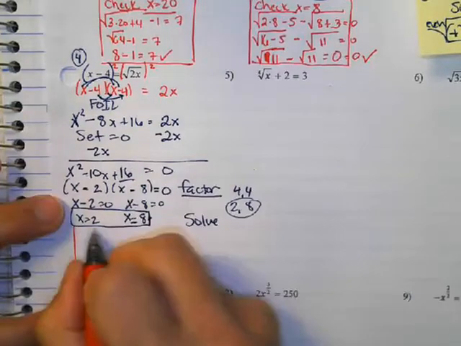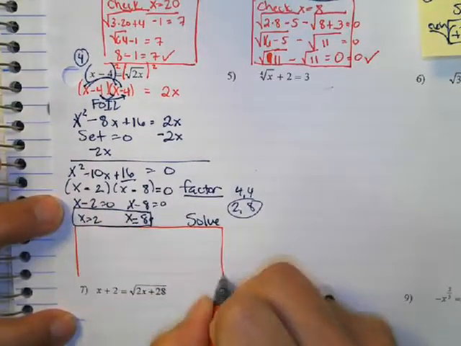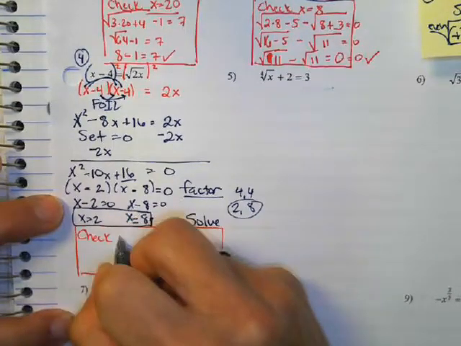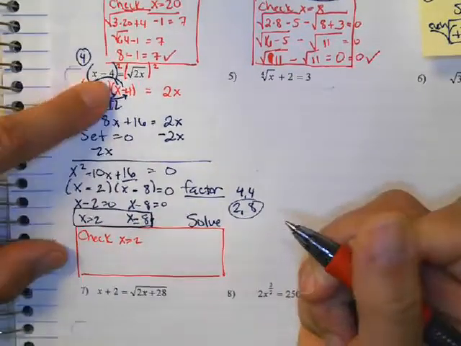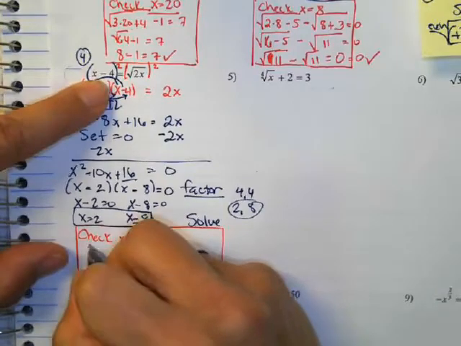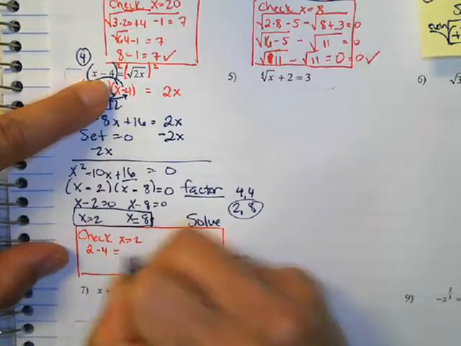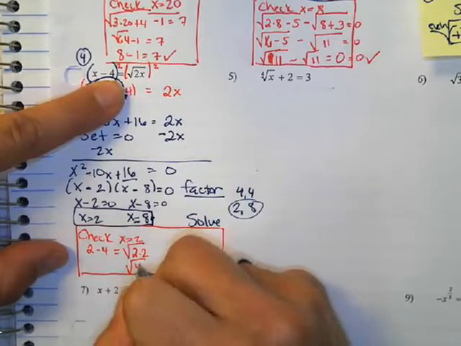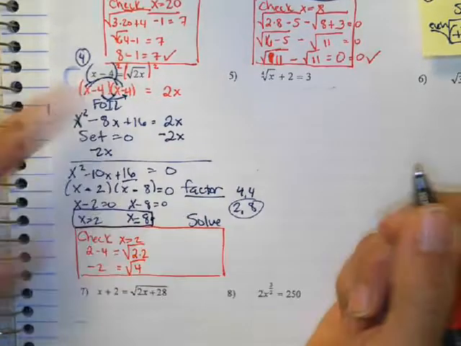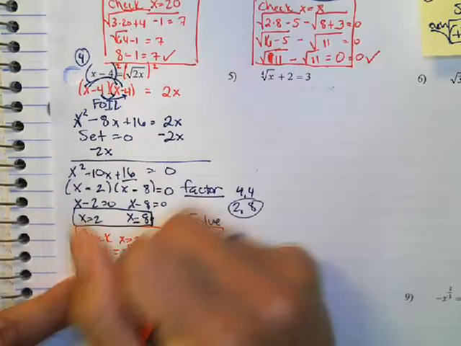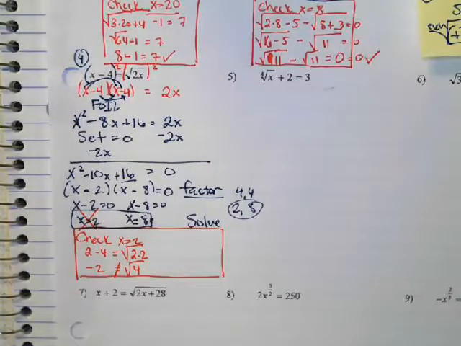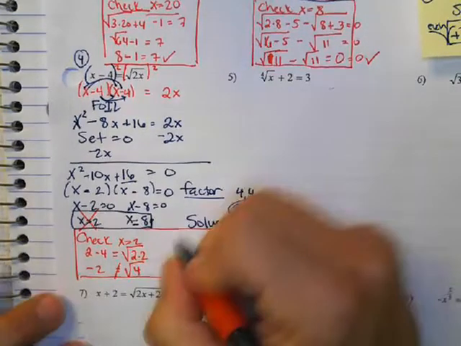So down here, I'm going to make this box a little bit bigger because I have two solutions that I have to check this time. So I'm going to check x equals 2 first. I'm going back to my original equation, and I have 2 minus 4 equals the square root of 2 times 2. Square root of 2 times 2 is square root of 4. Square root of 4 cannot be a negative. So this does not check out. So I kick out my x equals 2 because it's an extraneous solution.